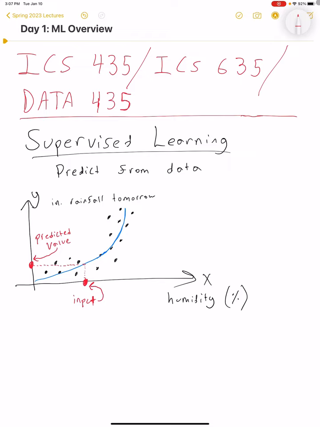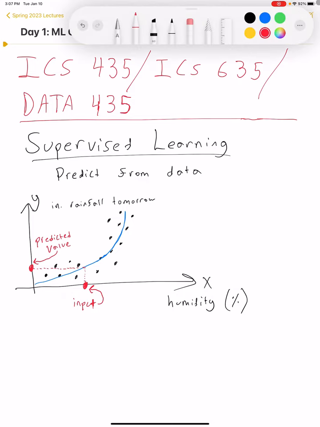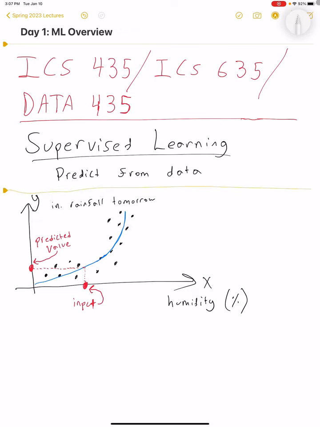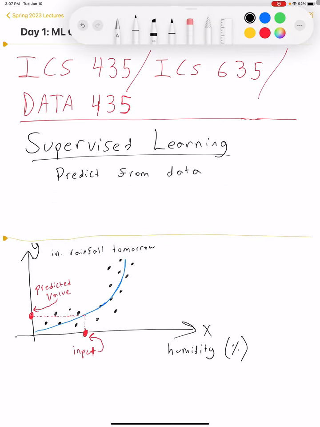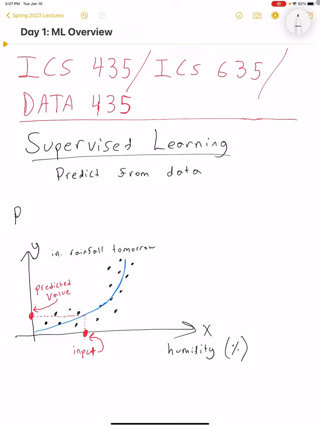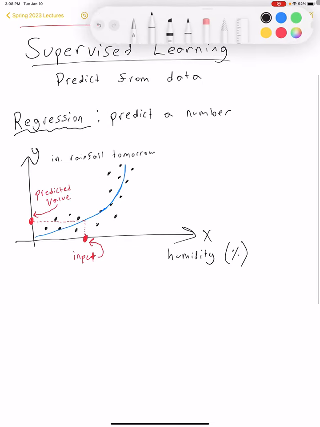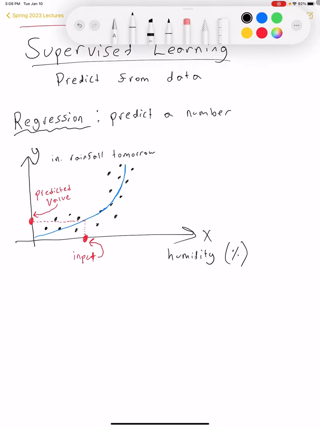Cool. So this is a subcategory of supervised learning called regression. And the goal of regression is to predict a number, like inches of rainfall. Can anyone give me other examples of real world regression tasks?